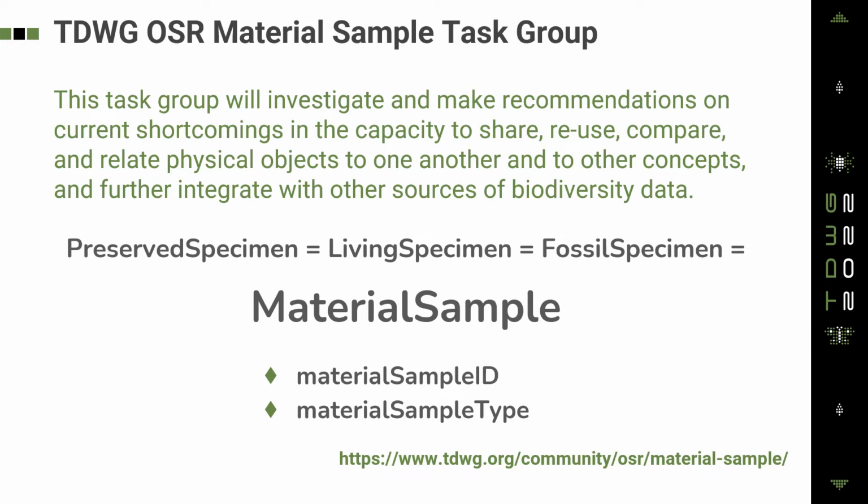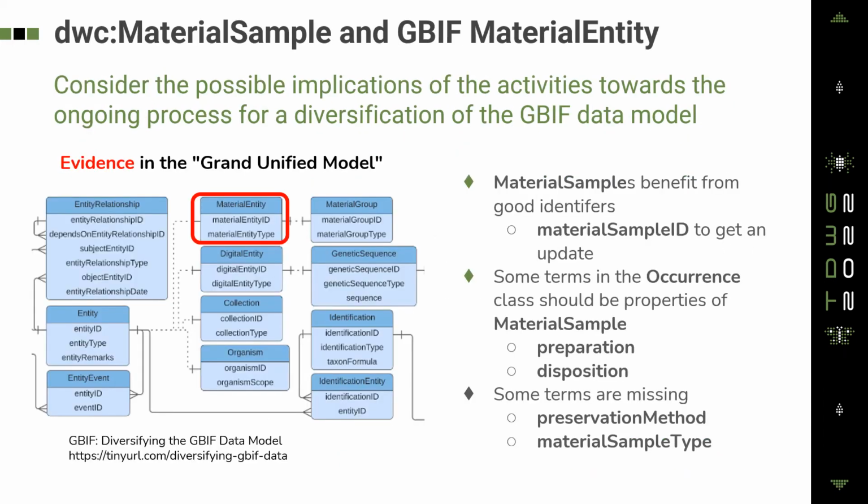This is still a work in progress, and we are trying to be mindful of the potential opportunities the new GBIF model may afford, and the fact that many will choose to continue publishing under the current model. The Darwin Core material sample term and GBIF's material entity fit well. Given this, the Material Sample Task Group realized that identifiers will be crucial in the new GBIF data model, and that material will benefit from good ones.